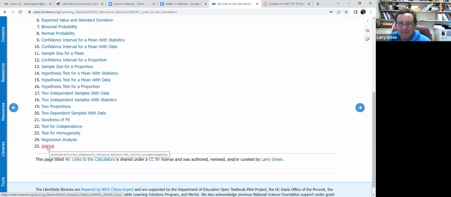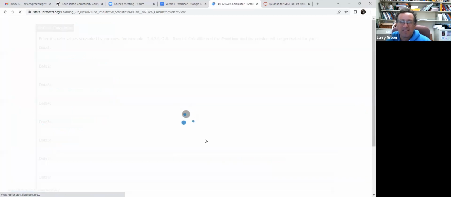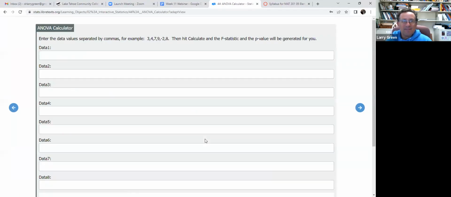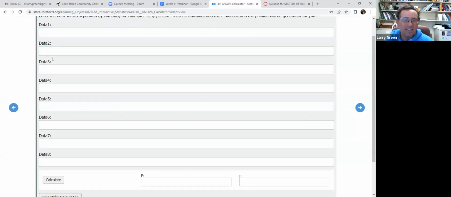And I click on that. And then it says, enter the data values separated by commas. Okay, you're used to doing that, hopefully. Then hit calculate, and the F statistic and p-value will be generated for you. Okay, and by the way, just to note, I only did data 1 through data 8.